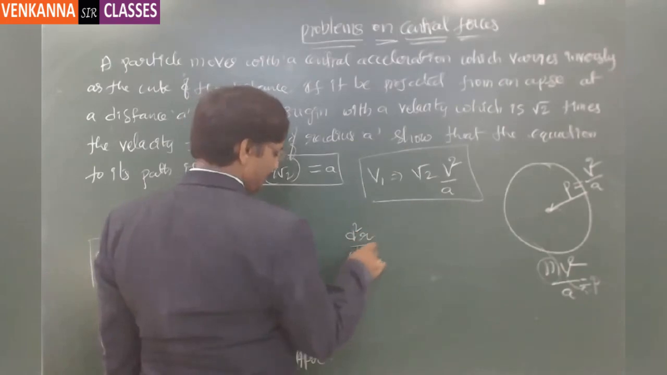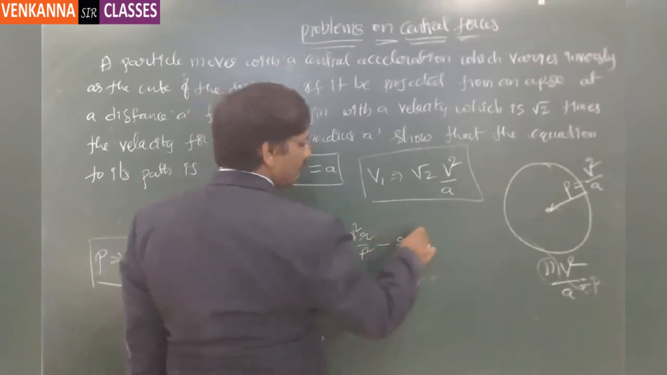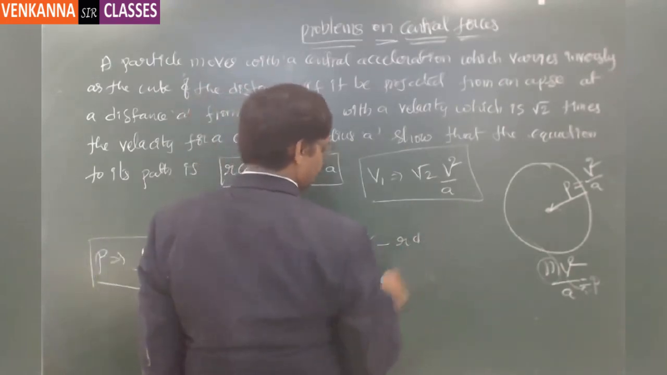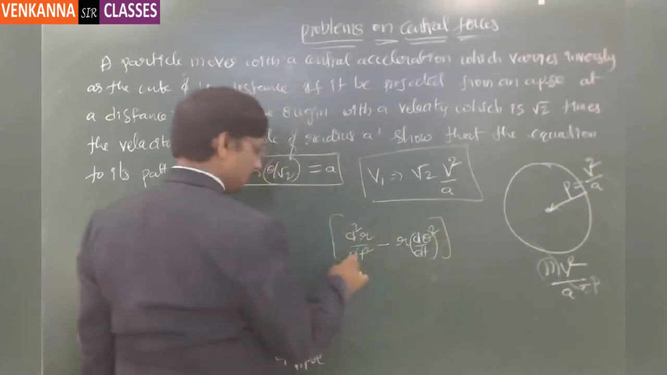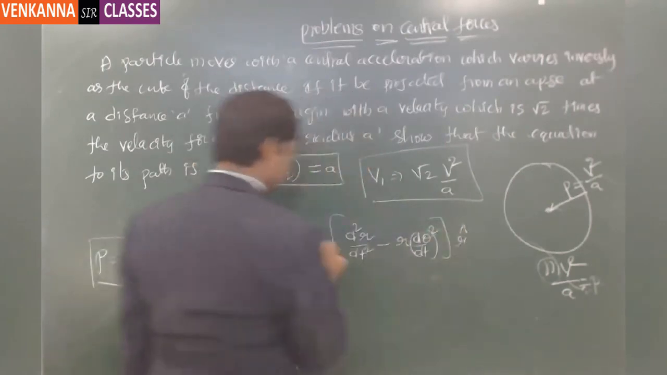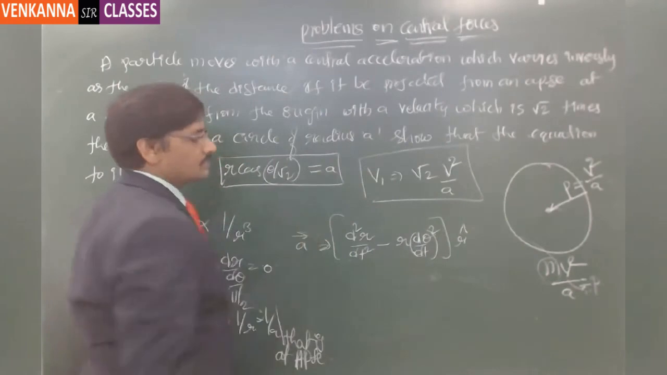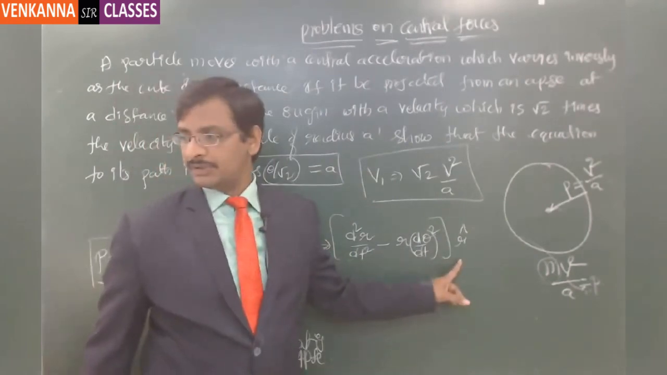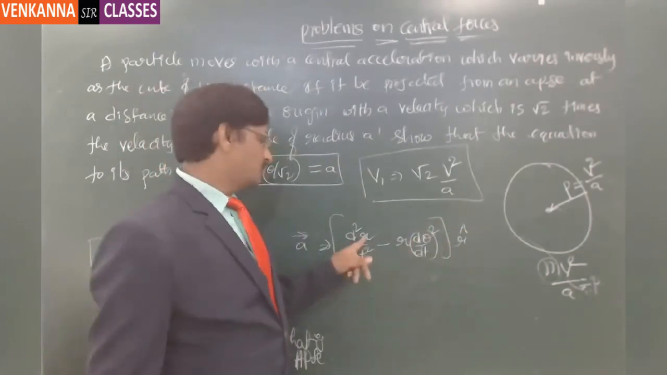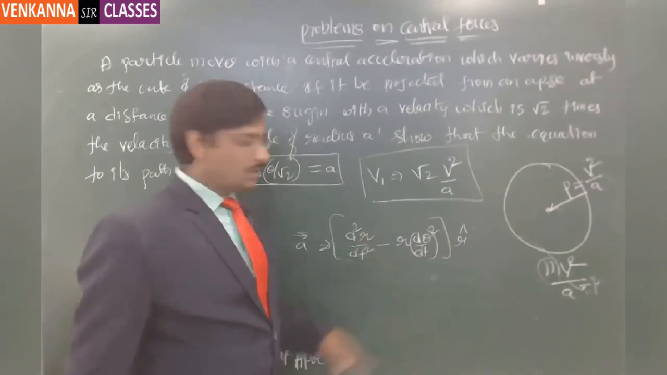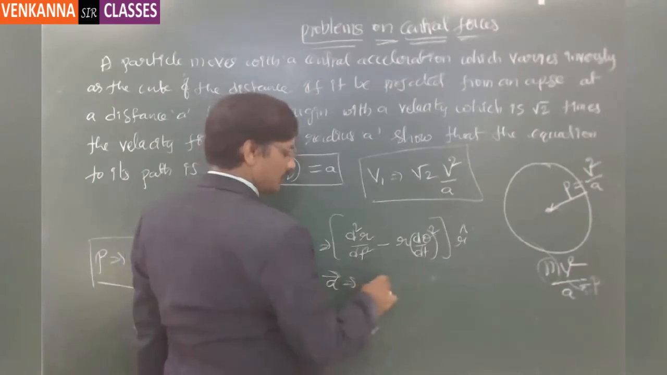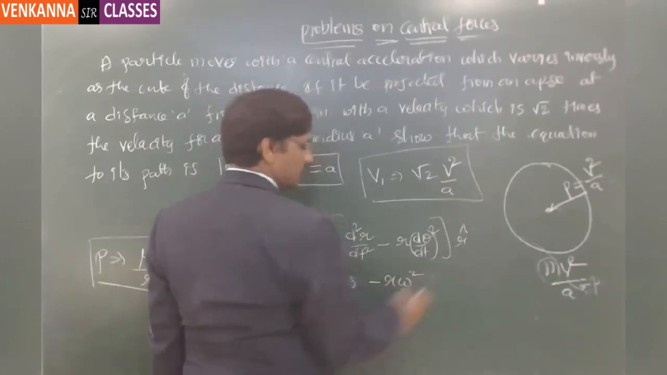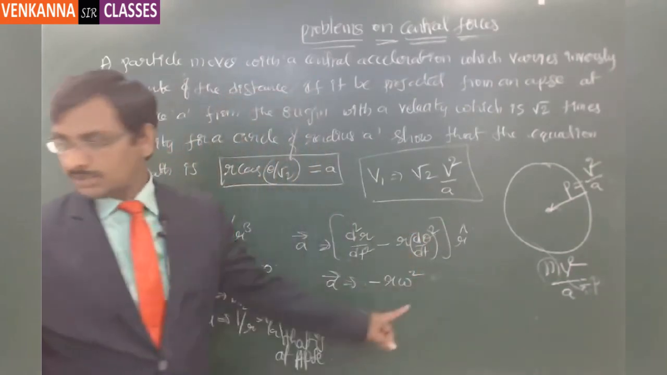So d square r by dt square minus r into (d theta by dt) whole square times r cap. This is the acceleration in the radial direction. Now if it is a circular path, then dr by dt is going to be 0. Then the acceleration is going to be minus r omega square, where omega is equal to d theta by dt.